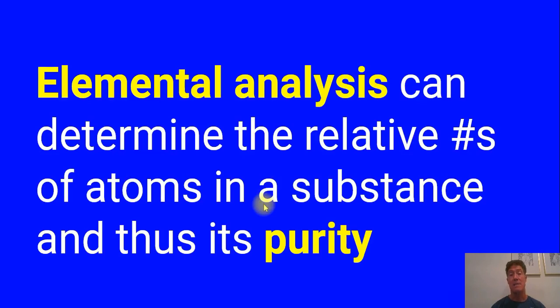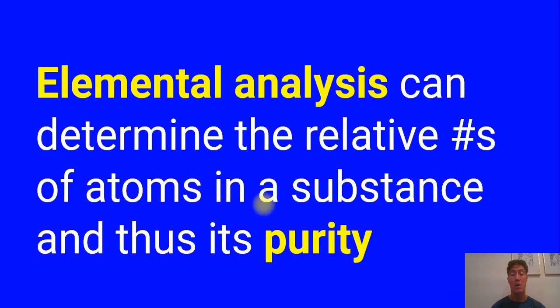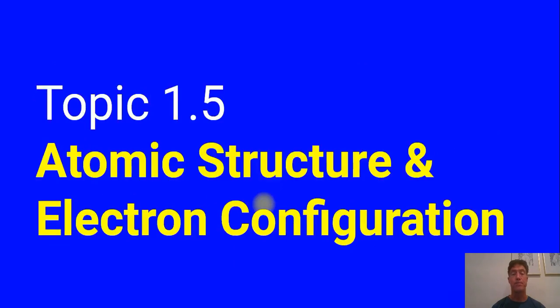Elemental analysis can determine the relative numbers of atoms in a substance, and thus its purity. So we can see how closely it approaches the purity of a pure substance, and we can tell how impure a substance is.